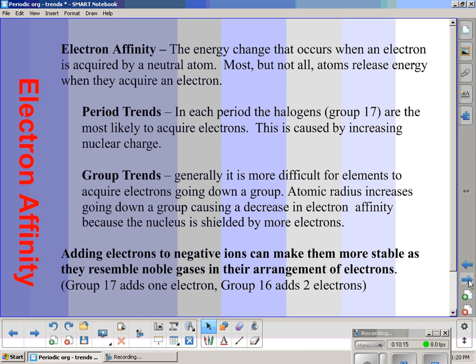So group trends. Generally, it's more difficult for elements to acquire electrons going down a group. Again, we've got a lot of electrons shielding the nucleus, and so we've got all this negative charge on the outside of an atom, and another electron trying to find its way in is going to be pushed away.